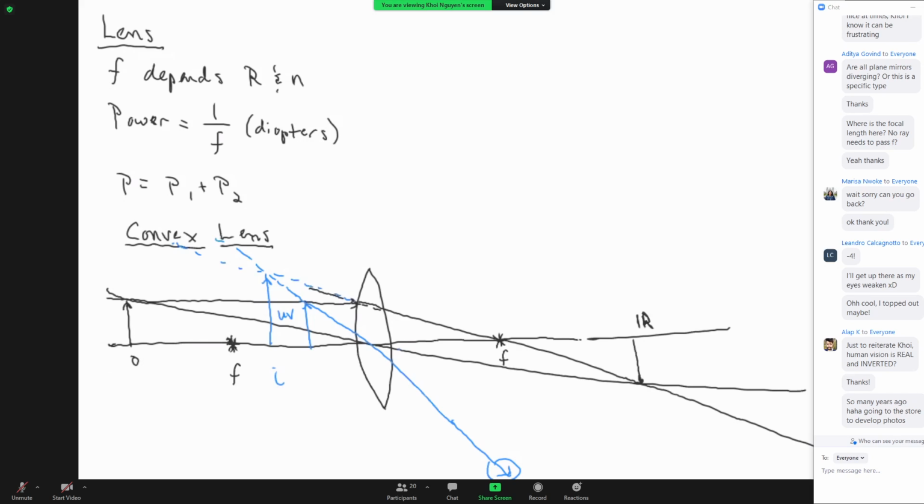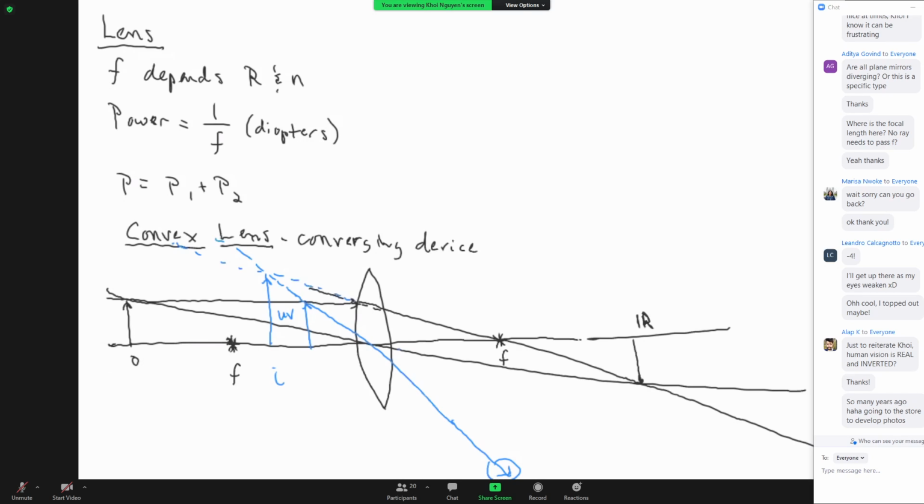Okay, so remember that your convex lens is a converging device. So all the things that we discussed from the concave mirror are going to be true. Okay, so just keep that in mind when we look at the convex device.